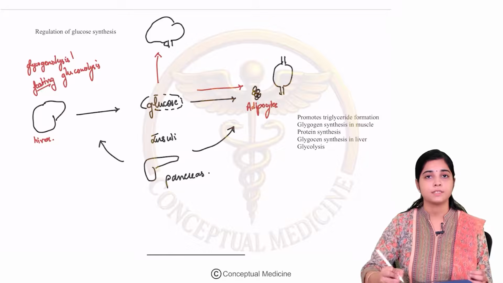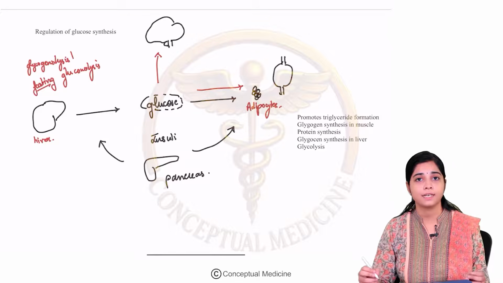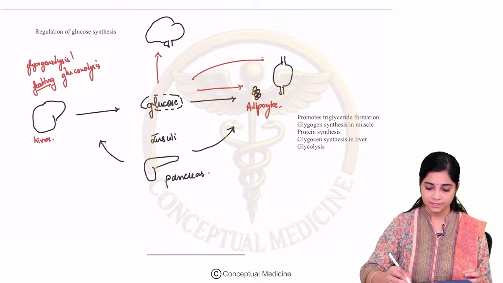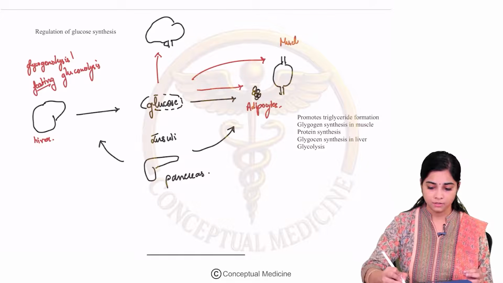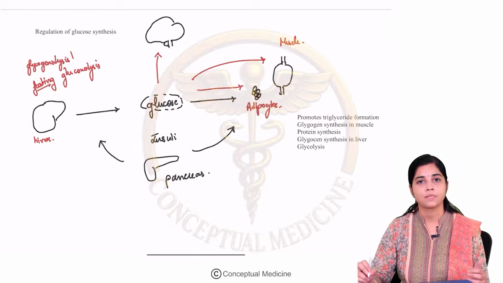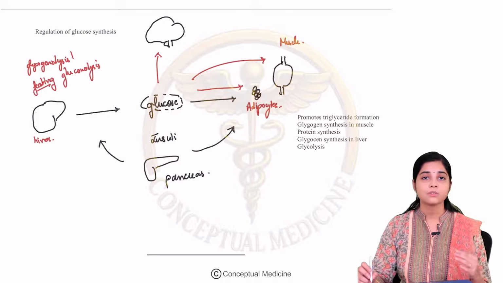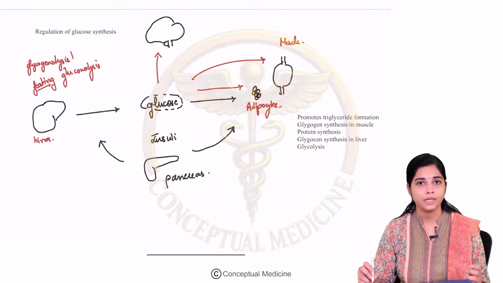So glucose is basically a substrate for the formation of triglycerides in the adipocytes. Glucose which is present in the blood can be taken up by the muscle for protein synthesis or muscle action. Okay, fine. So this is about how glucose is utilized.